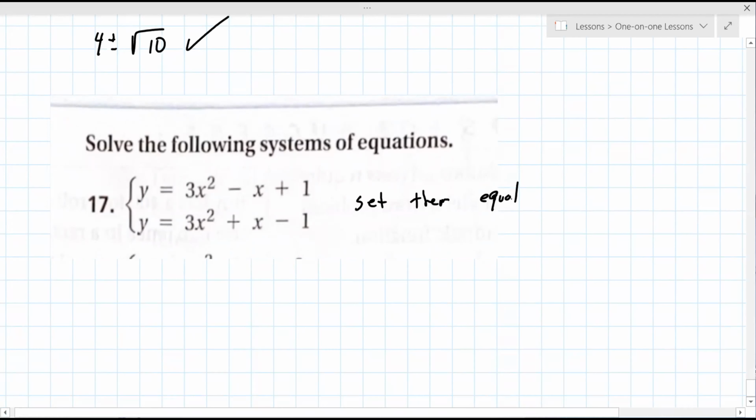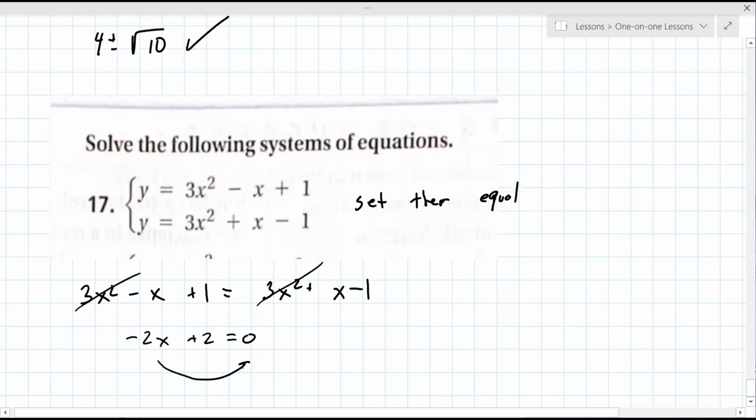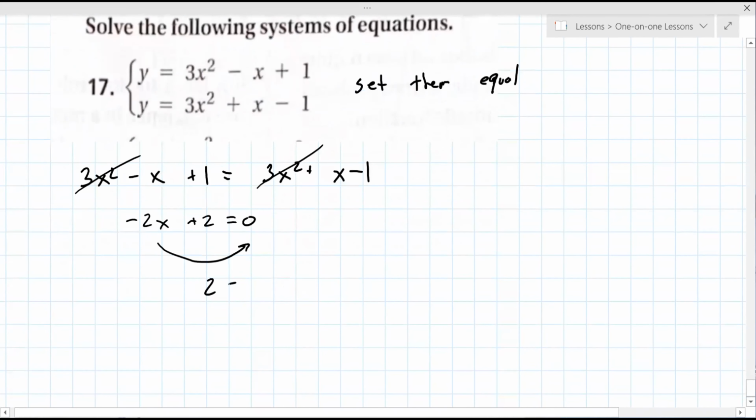That works out really nicely here because you get 3x squared minus x plus 1 equals 3x squared plus x minus 1. When you start moving stuff around, you'll see that these cancel. If you subtract 3x squared from both sides, it's gone. I'm going to subtract x, so minus 2x, add 1, plus 2 equals 0. Normally you'd have a quadratic here, but since you don't, we'll just move this 2x over here, so you get 2 equals 2x, divide by 2, x equals 1.